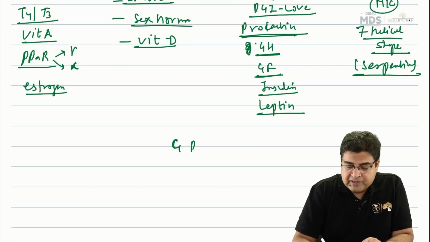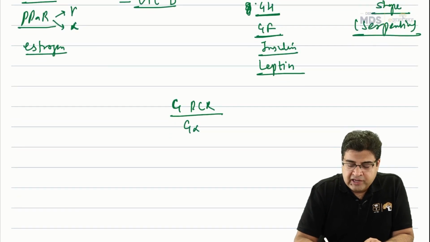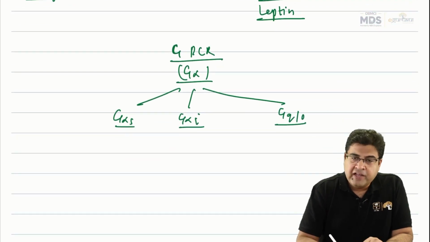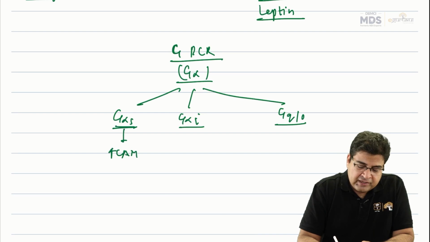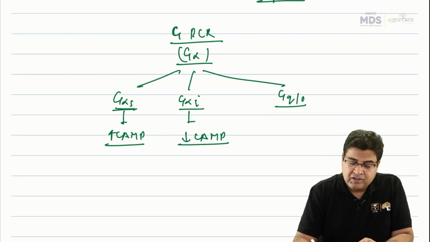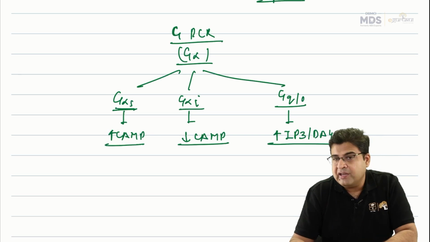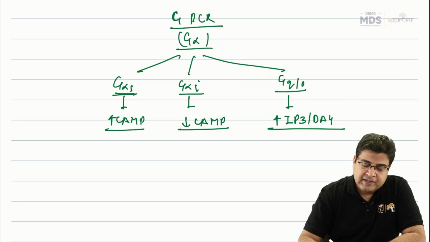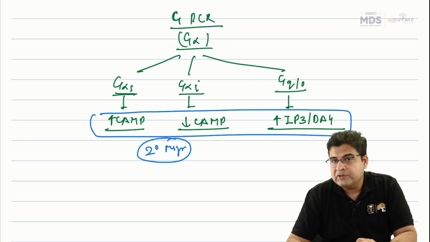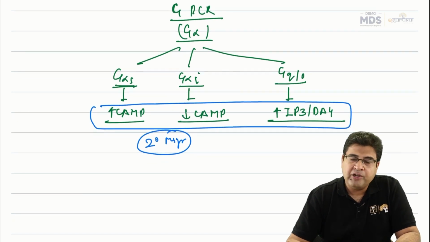Now in this G protein coupled receptor, we have an active protein. We call it G alpha protein. Now this G alpha protein can be of different types: G alpha S, G alpha I, and G alpha Q. G alpha S is stimulatory. This will increase the level of cyclic AMP and can result in stimulatory action. G alpha I is inhibitory. This will decrease the level of cyclic AMP and can result in inhibitory action. G alpha Q will increase the level of IP3 and DAG and can result in action in the body. These are known as secondary messengers of the G protein coupled receptors. So these are the different important targets from your examination point of view.